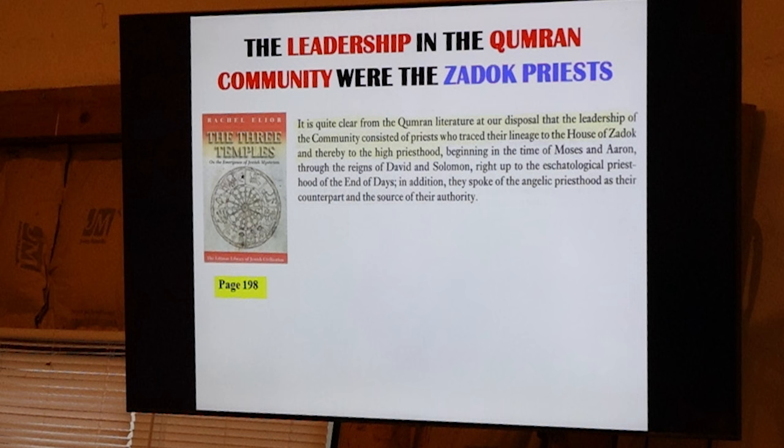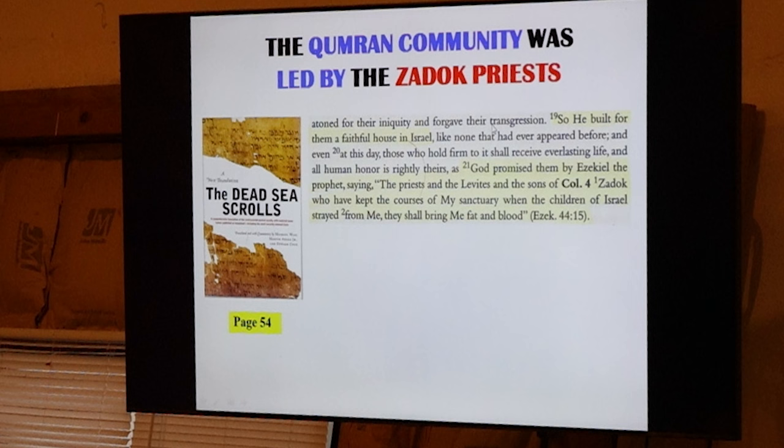So the Dead Sea Scrolls say explicitly that the leadership in the Qumran community were Zadok priests. It is quite clear from the Qumran literature at our disposal that the leadership of the community consisted of priests who traced their lineage to the house of Zadok and thereby to the high priesthood. So this is a couple of places in the scrolls themselves that mention the leadership of the Zadok priests. So he built them a faithful house in Israel, and God promised them by Ezekiel, the priests, the Levites, the sons of Zadok. So in the Qumran community, they saw Ezekiel chapter 44 as talking about them.